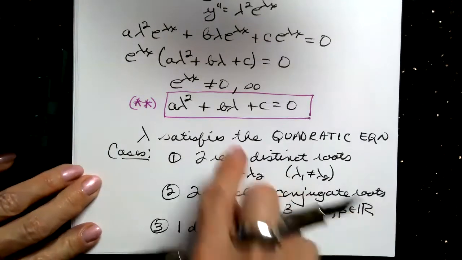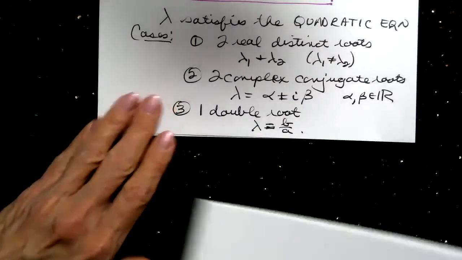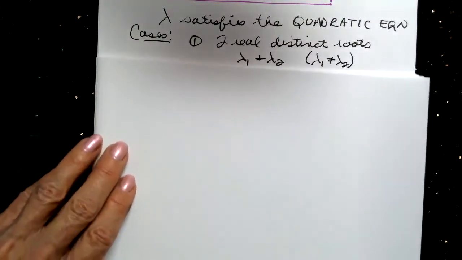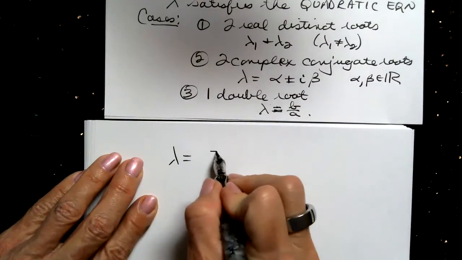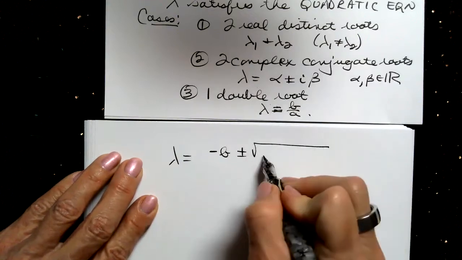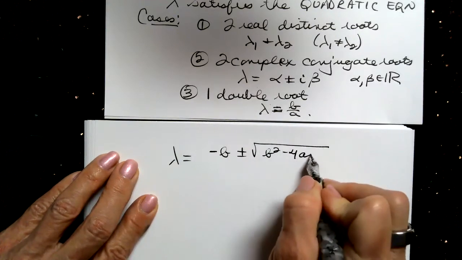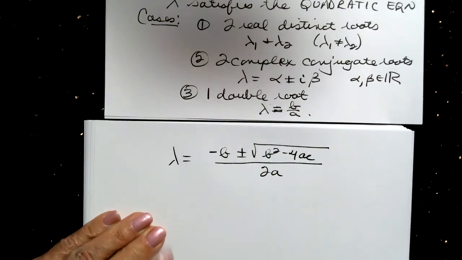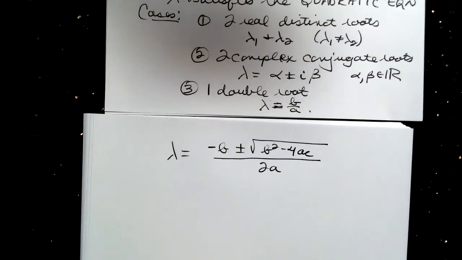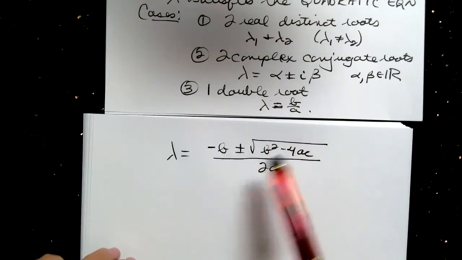So how do you solve the quadratic equation so that you can see that? Just remember, what is the solution of the quadratic equation? By the quadratic formula, we know that λ is equal to (-b ± √(b² - 4ac)) over 2a. That's what you remember from high school algebra. Now you see that each one of those cases above corresponds to a different case for the discriminant.